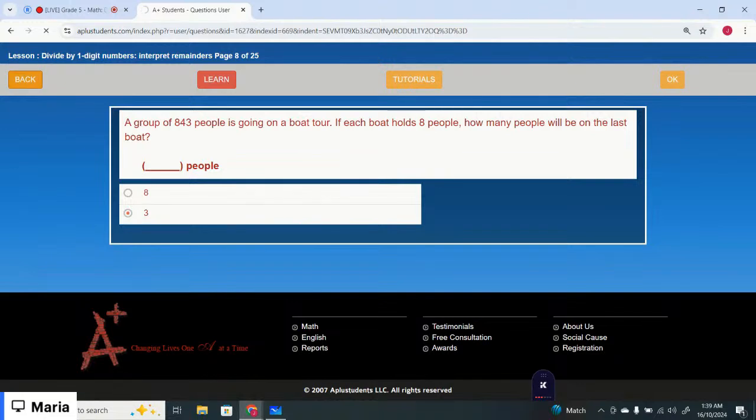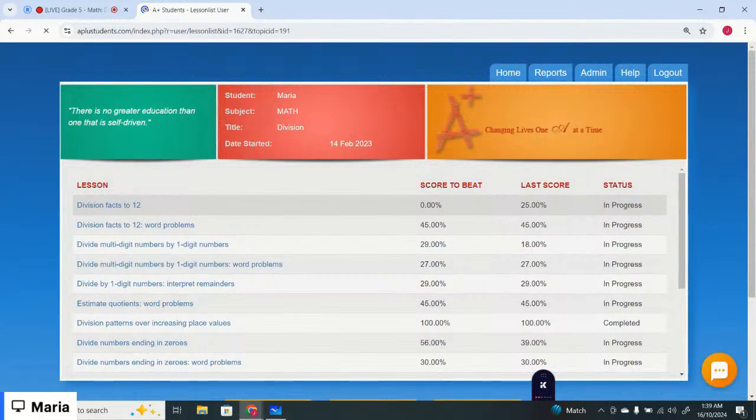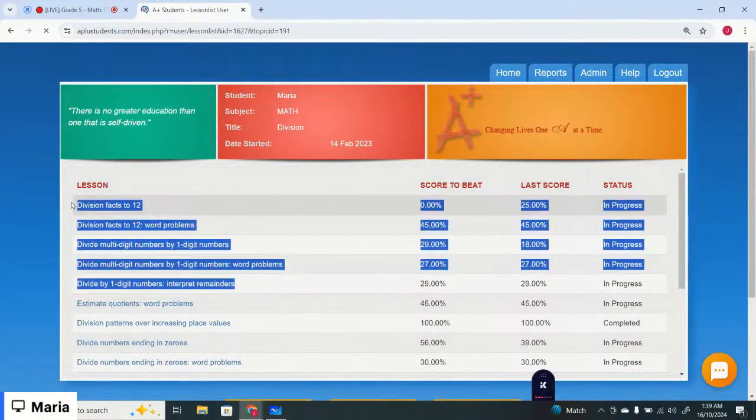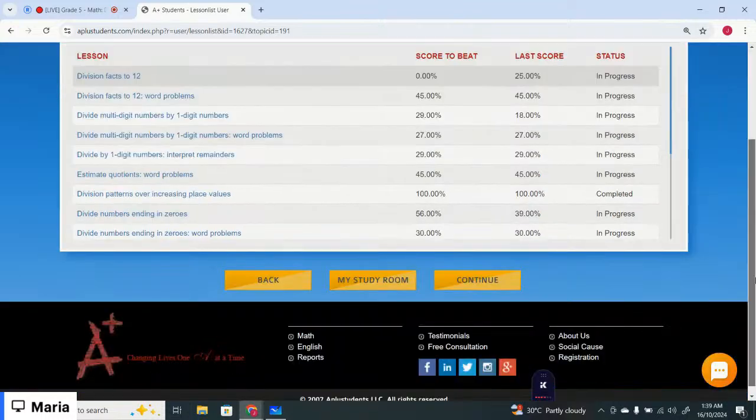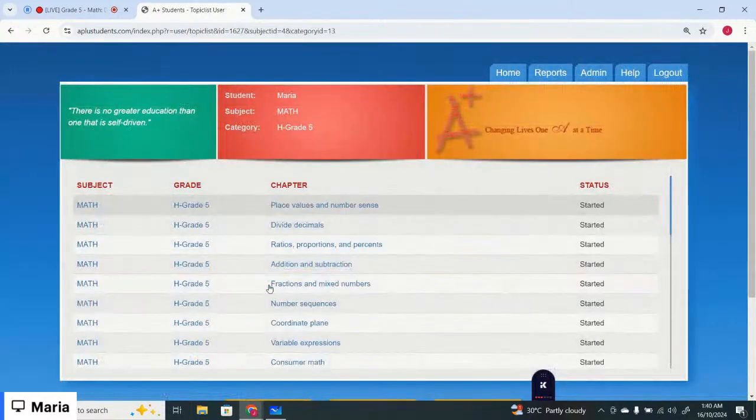Okay, you can complete the lesson by yourself later today. So we were working on grade 5 math. The chapter we're working on is division. And the lessons we have covered today are division facts to do, divide multi-digit numbers by one-digit numbers. The one we have just finished is divide by one-digit number, interpret remainders, right? So please make sure before the next session you complete all the practice questions for the lessons we just did. That is your homework until next session.